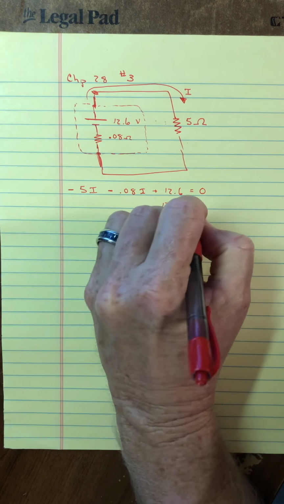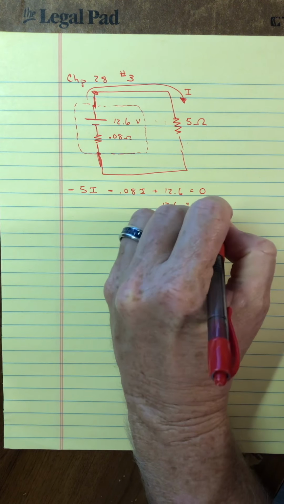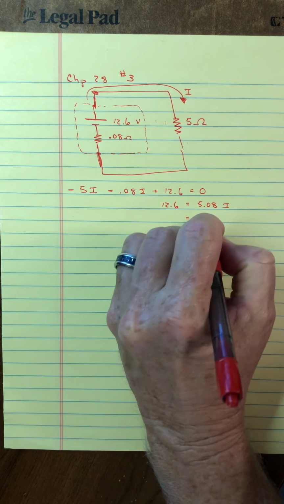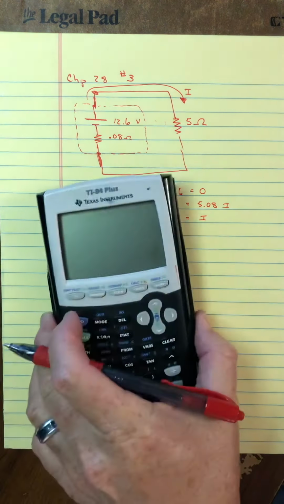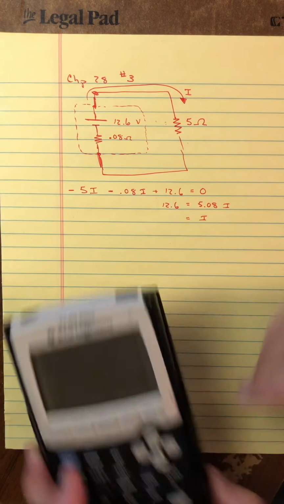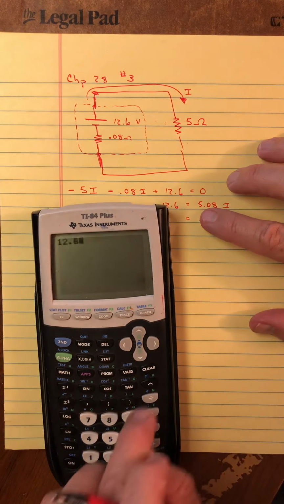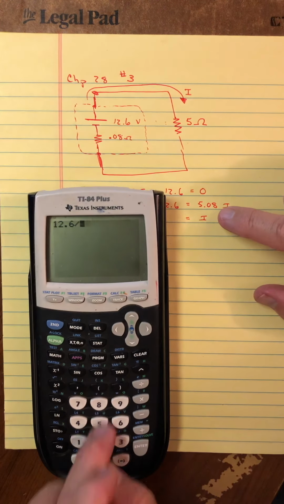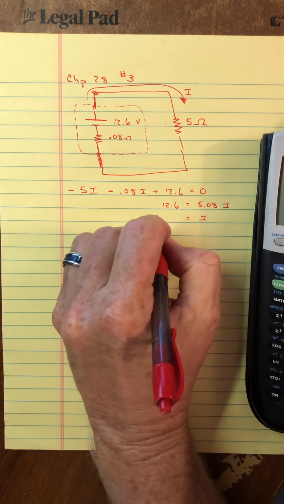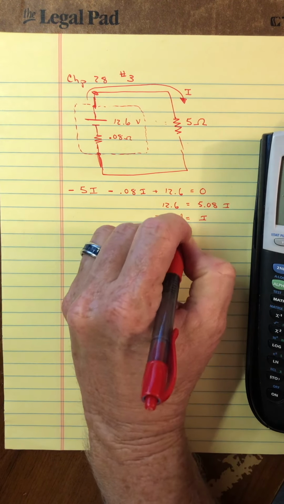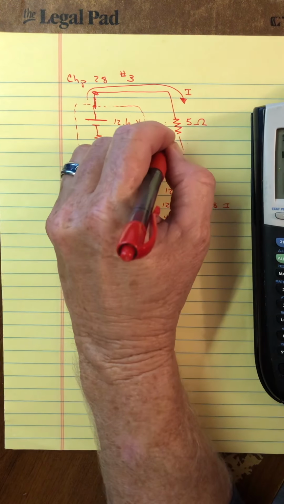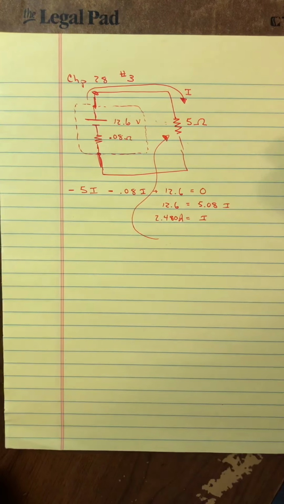So 12.6 equals 5.08 I, when I put those together and move them over here, make them positive. And that gives me a current of 12.6 divided by 5.08. And so the current is 2.480 amps.